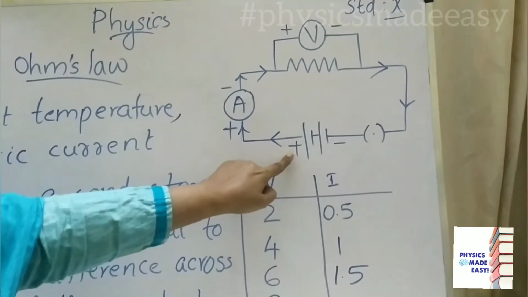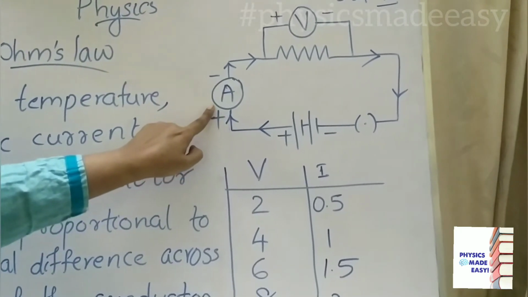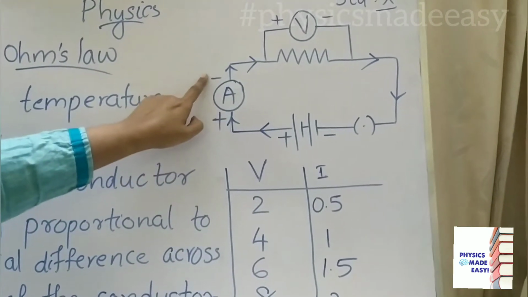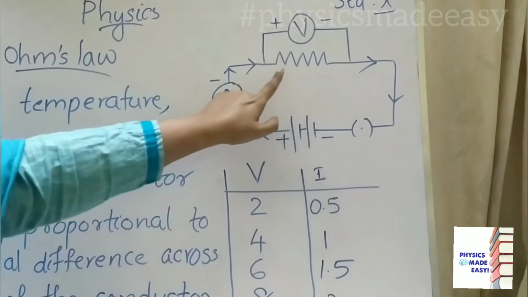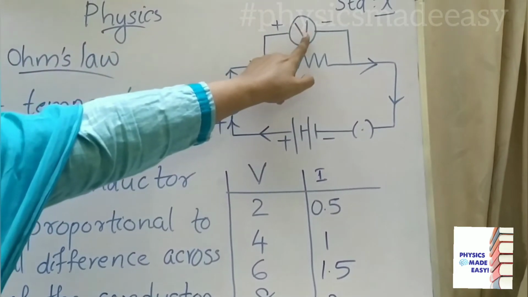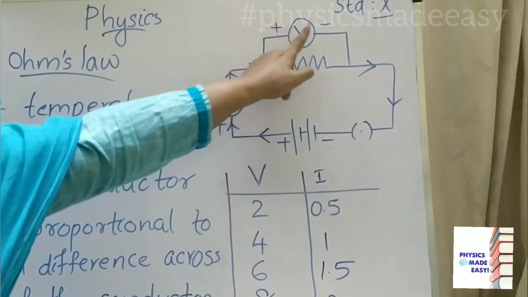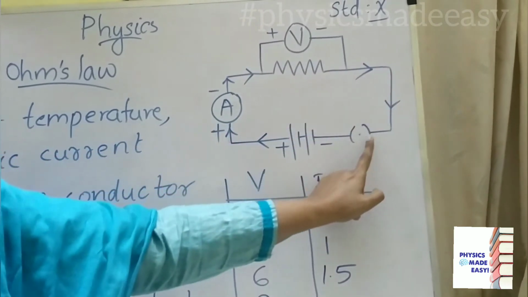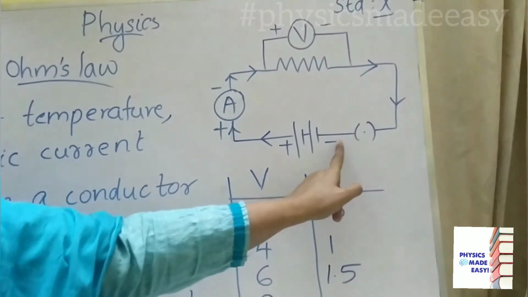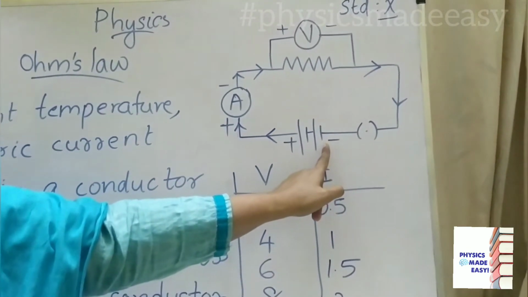Battery here, positive terminal connected to positive terminal of ammeter, then negative terminal to here you can see a resistor, then here voltmeter, positive terminal, negative terminal connected to the key, and the other end of the key is connected to negative terminal of battery.